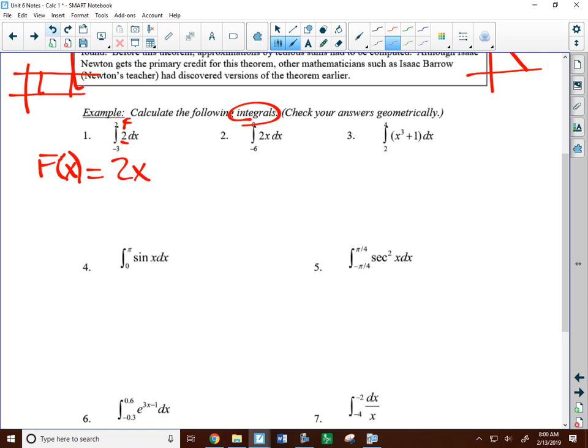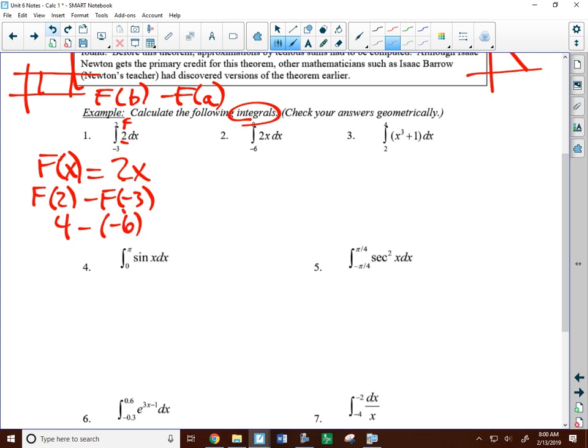All right, so 2x. Now the theorem says, if we do F of b minus F of a, that's going to be the area under the curve. So now I'm going to do F of b, which is 2, minus F of negative 3. That'll be the area under the curve. So I'm going to plug in 2 to capital F, so I'll have 4, 2 times 2, minus, I'll plug in negative 3 to my antiderivative, so it'll be negative 6.